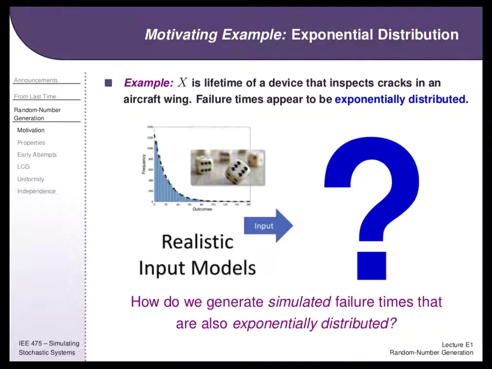And so this is kind of the question here. Let's say X is the lifetime of a device that inspects cracks on an aircraft wing. I know that the failure times appear to be exponentially distributed. So how do I generate a simulation of failure times that has the appropriate timing? They show up at the right times. How do we make that work?